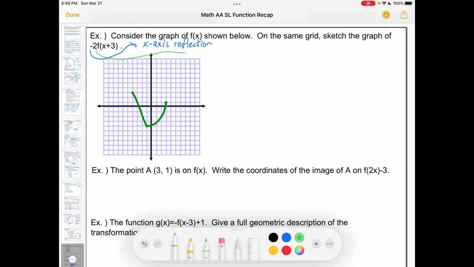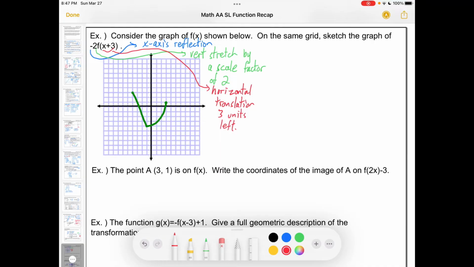This 2 represents a vertical stretch by a scale factor of 2. Or if you're just writing it informally for your own benefit, you can just say times 2. And lastly, this x plus 3, that's a horizontal translation 3 units to the left, which again is annoying, but x plus 3 means it sends it to the left.